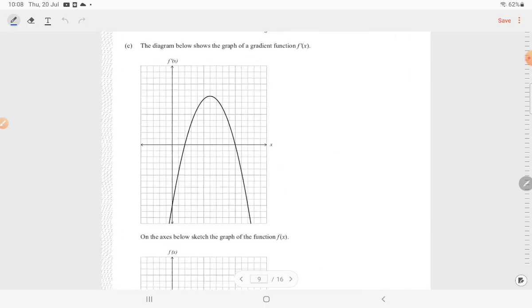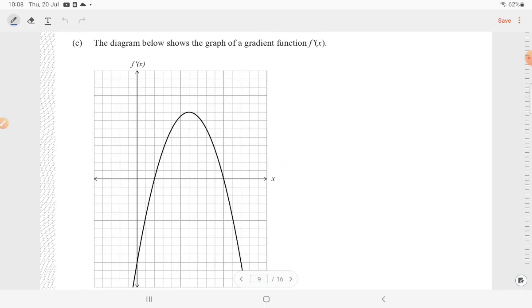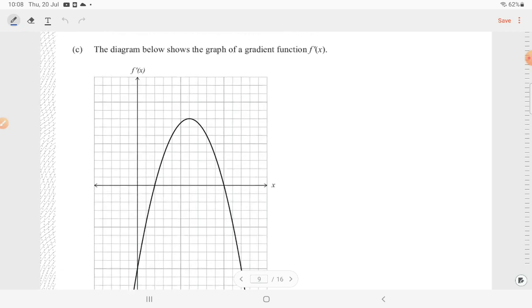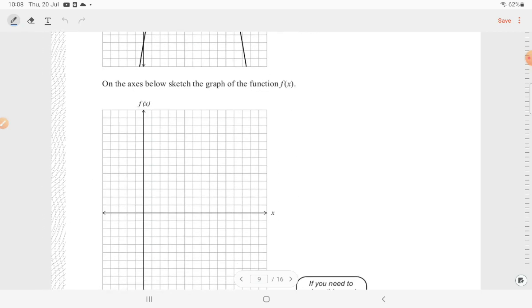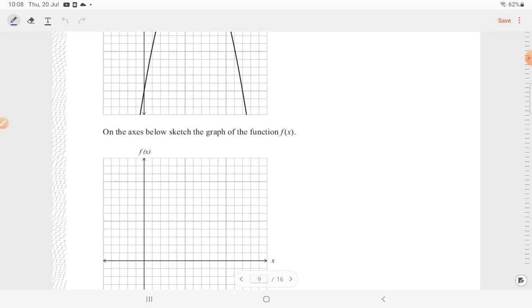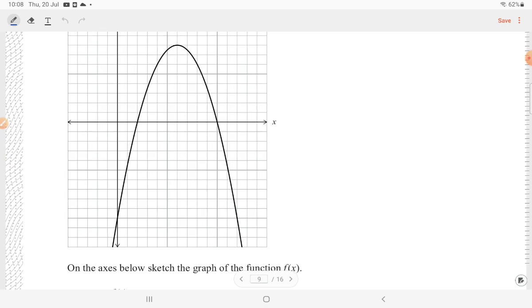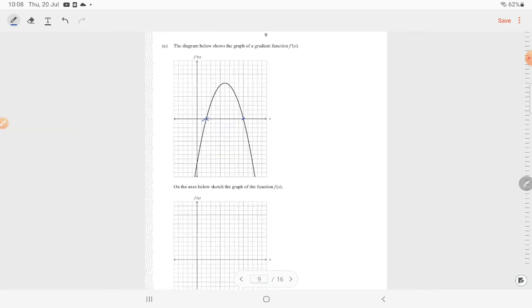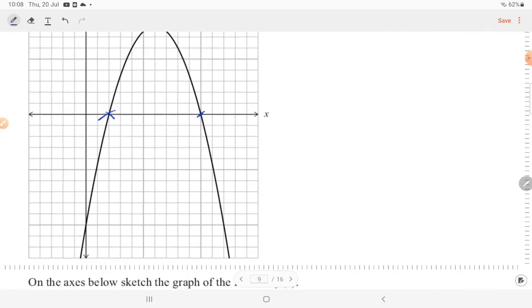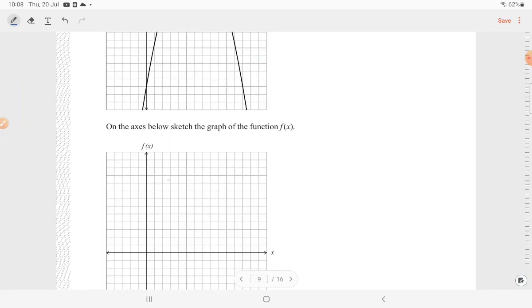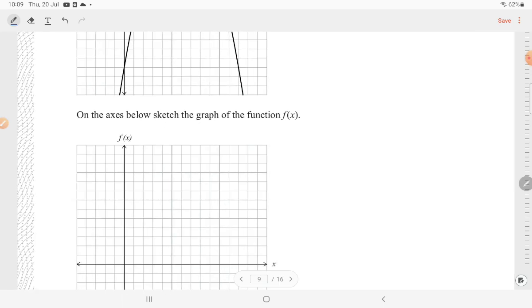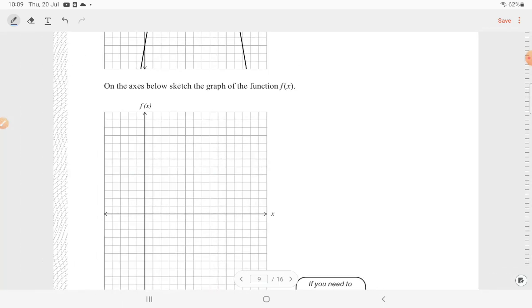The diagram below shows the graph of a gradient function f dash x. On the axis below, sketch the graph of the function f of x. So if this is f dash x, where these two points where f dash x is equal to 0 correspond to horizontal tangents where the gradient is equal to 0.